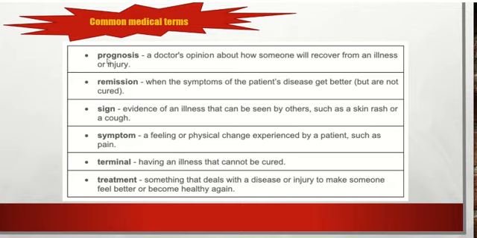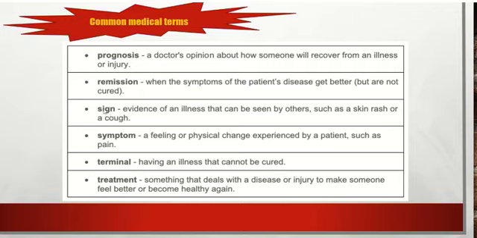Common medical terms like prognosis, a doctor's opinion about how someone will recover from an illness or injury. The doctor gives his opinion that a person will recover from an illness or injury. Remission, when the symptoms of the patient's disease get better but are not cured.